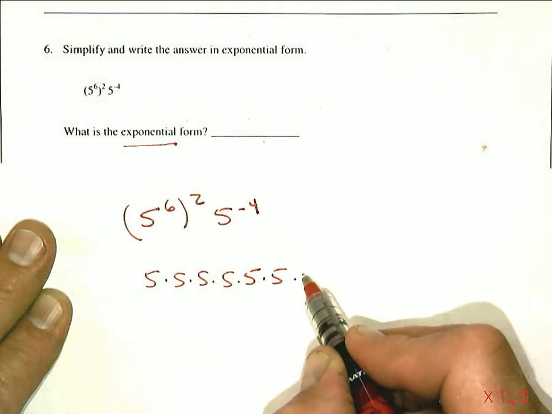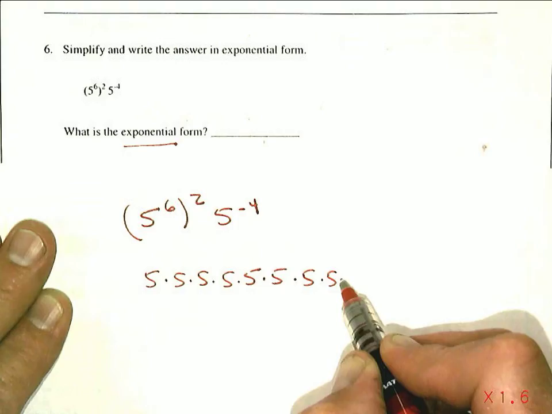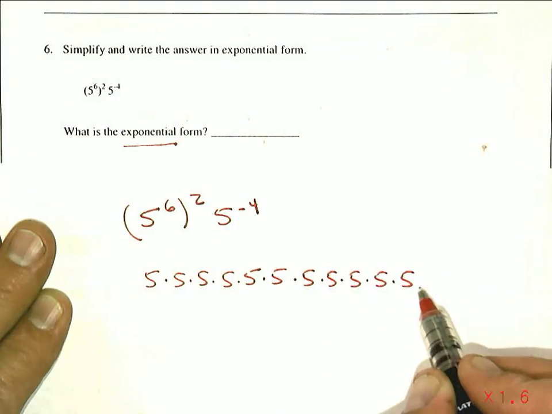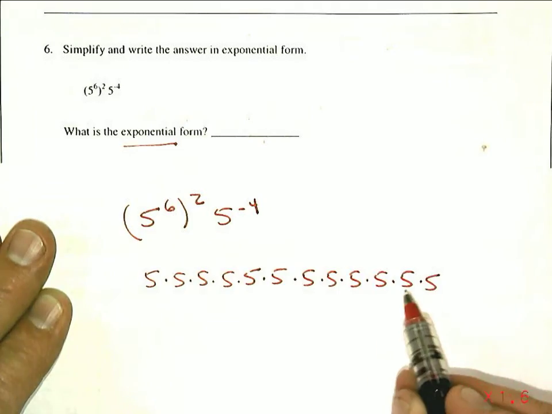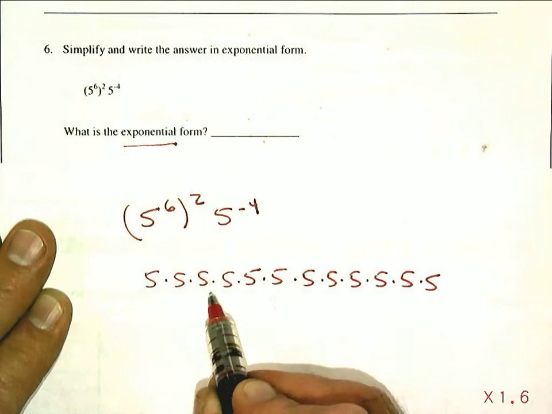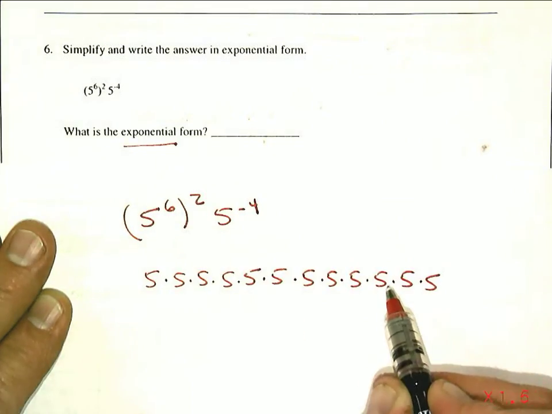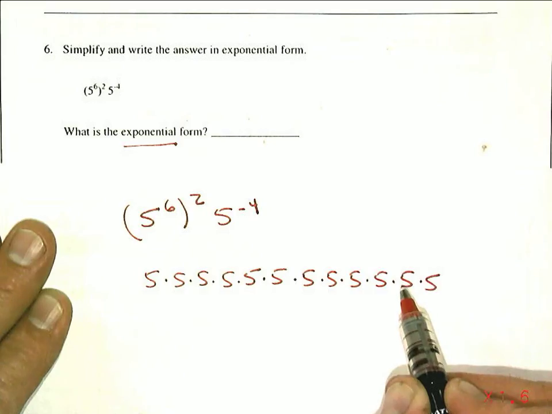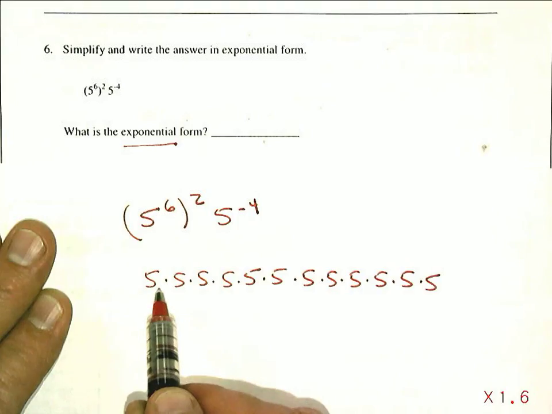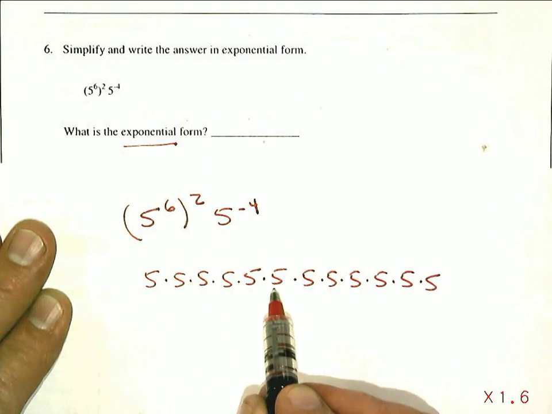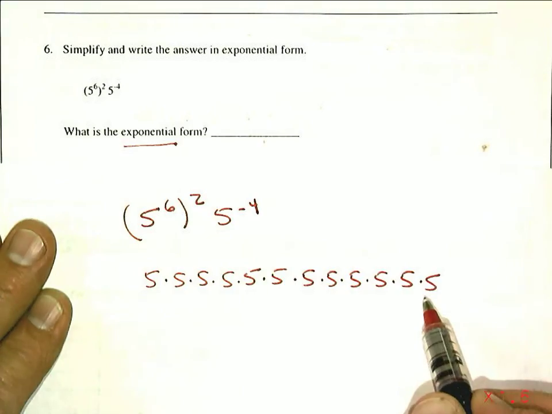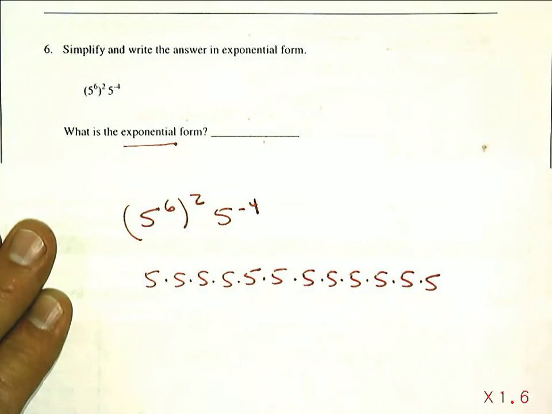Which means we're going to have 5 times 5 times 5 times 5 times 5 times 5, and another six 5s. So now I have 5 to the 6th power squared, which is 5 times itself, and if you think about that, that's really 5 to the 1, 2, 3, 4, 5, 6, 7, 8, 9, 10, 11, 12th power. That's 5 to the 12th power. That's what I have so far.